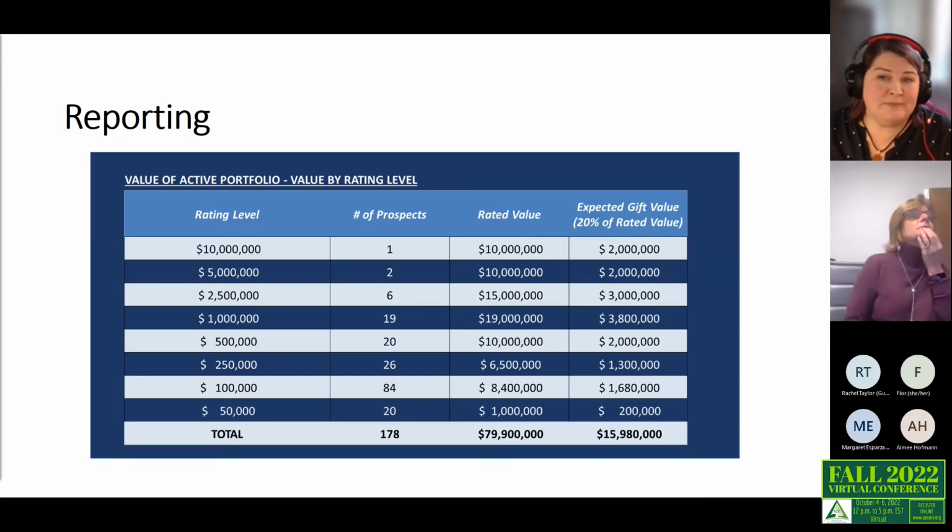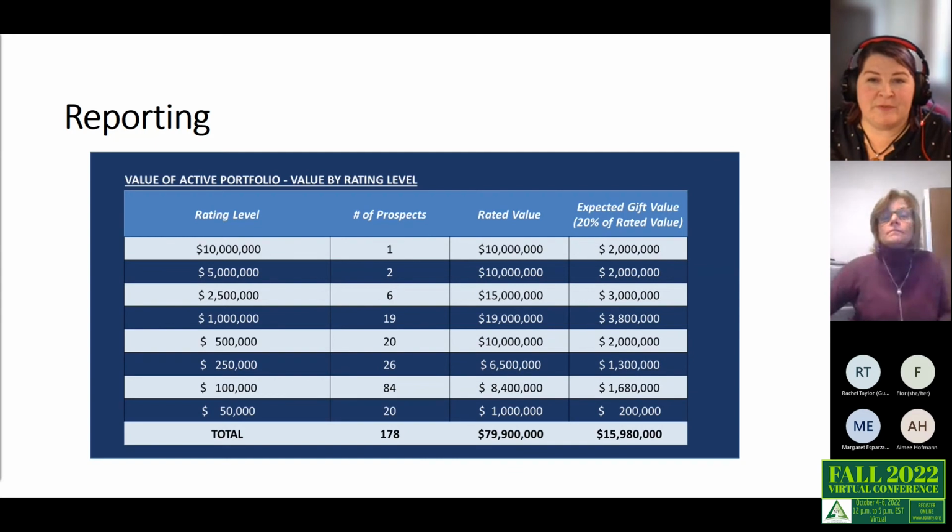This sample report breaks out the portfolio by gift capacity rating and level, and it calculates a very fictitious and highly ambitious expected gift amount. I just put this together in Excel and did a little math for fun. But you can create this and use real numbers and real percentage rated value, right? For your own. 20 is really high, but I needed a round number. I like round numbers. So creating these, again, you can do these in Excel, add the data in your database once you've worked to get your project management system up and running.